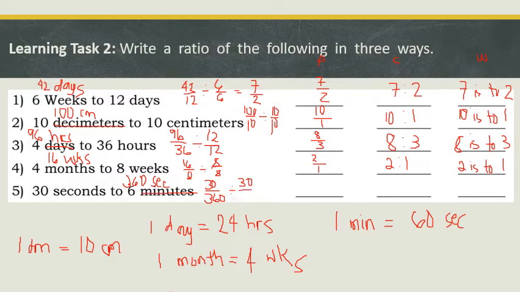So, pwede natin silang i-divide sa 30. 30 divided by 30 is 1. Then, 360 divided by 30 is 12. So, magiging 1 is to 12. So, ito po ay sa column form. So, 1 is to 12. And sa word form, 1 is to 12.